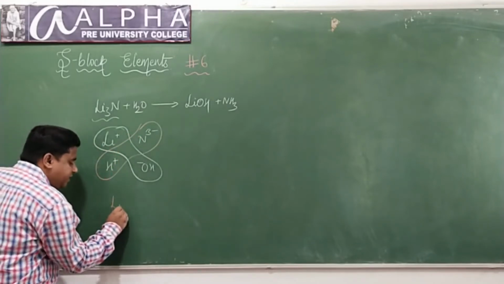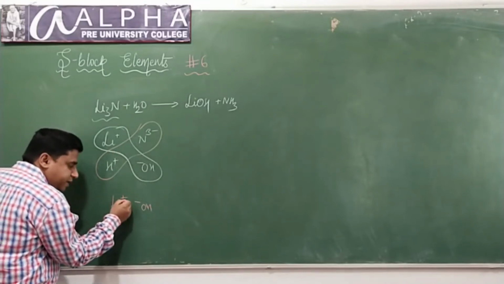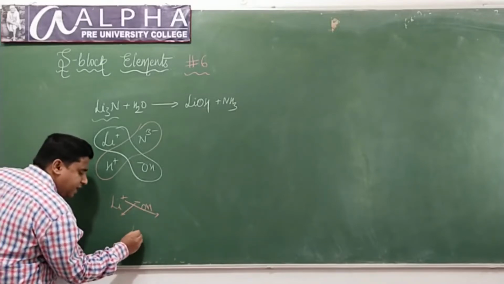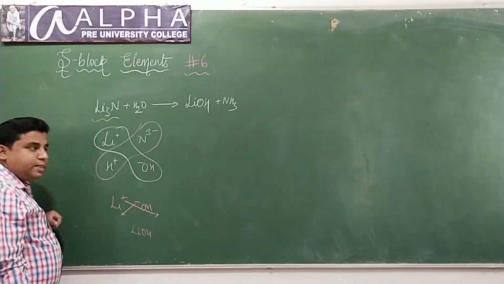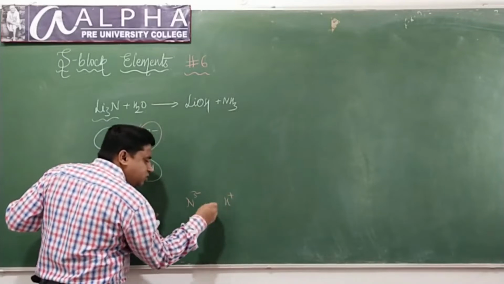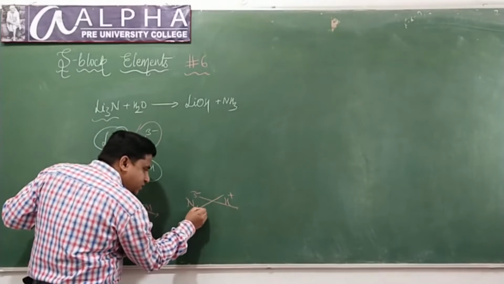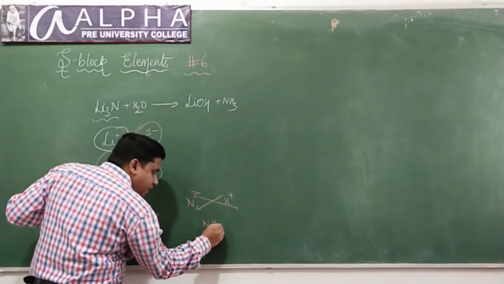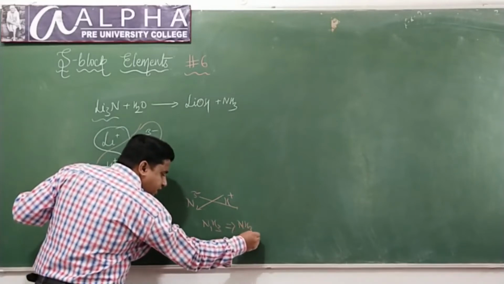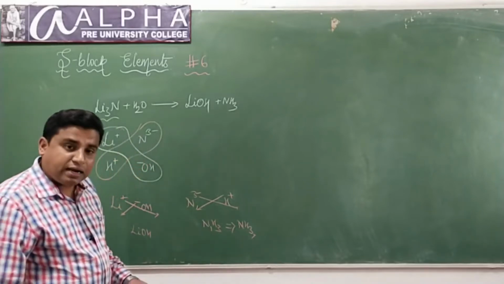I have lithium plus and OH minus. Apply the crisscross method, plus one charge here and OH minus charge here. We will get lithium hydroxide. And then N3 minus and H plus. Crisscross method again, 3 to this side and 1 to this side. What are you going to get? N1H3, that is nothing but NH3. Is this correct? No doubts, fine. And also about alkaline earth metals.